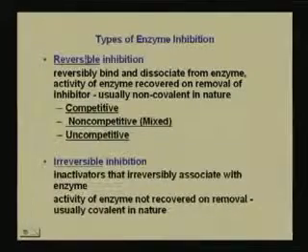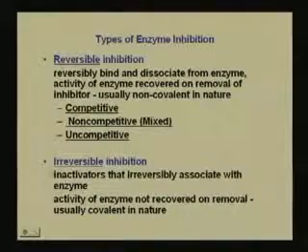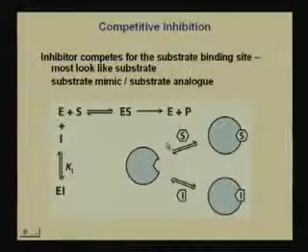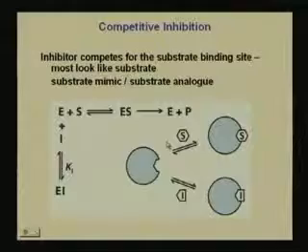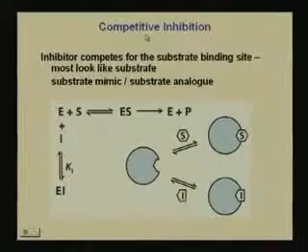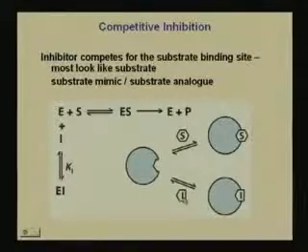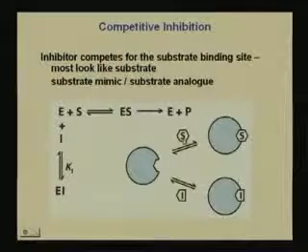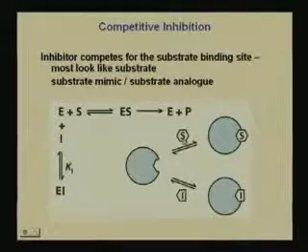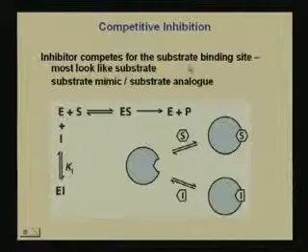Okay, so these are the two main types, reversible and irreversible, and under reversible inhibition we have competitive, non-competitive and uncompetitive. What is competitive inhibition? Competitive inhibition is competition basically. We have a competition where the inhibitor looks like the substrate. So it is called a substrate mimic or a substrate analog. So the inhibitor competes for the substrate binding site.